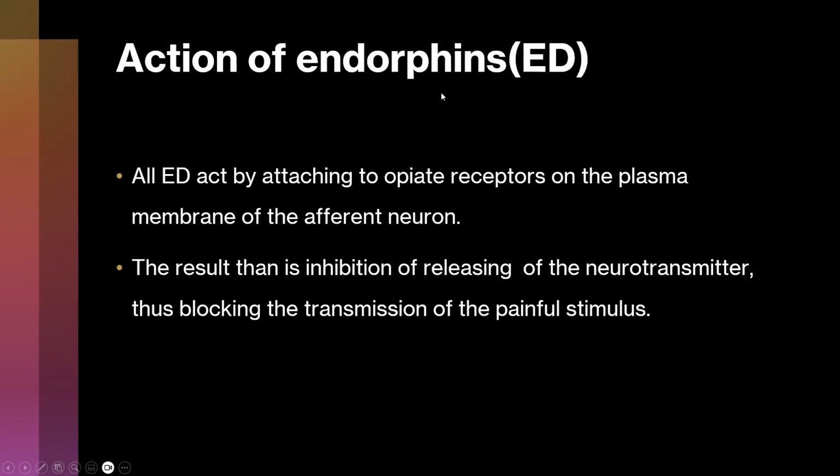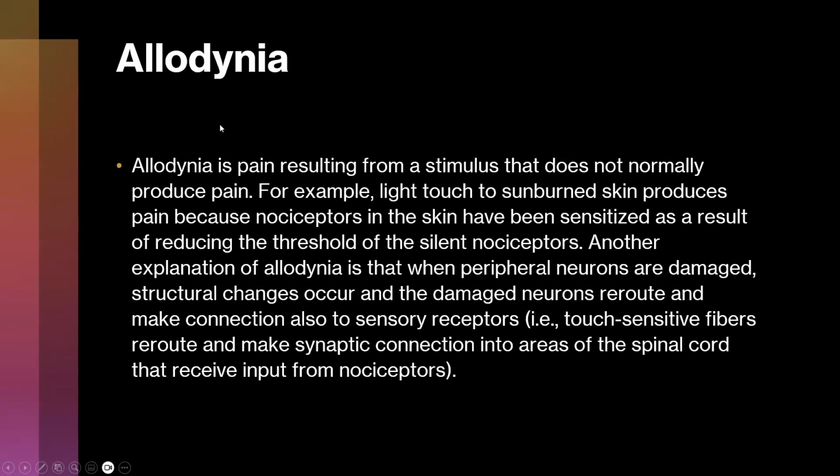Action of the endorphins. Endorphins act by attaching to opiate receptors on the plasma membrane of the afferent neurons. Endorphins are present in our body. The result is inhibition of the release of the neurotransmitter, thus blocking the transmission of the painful stimulus.